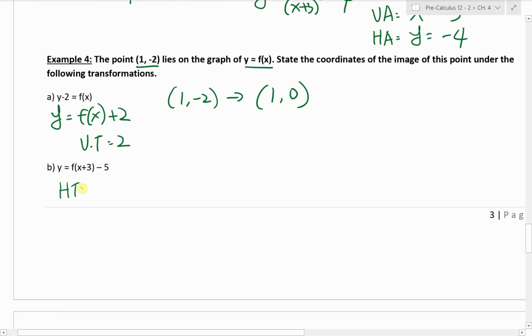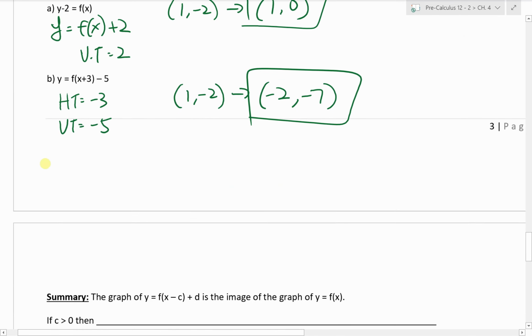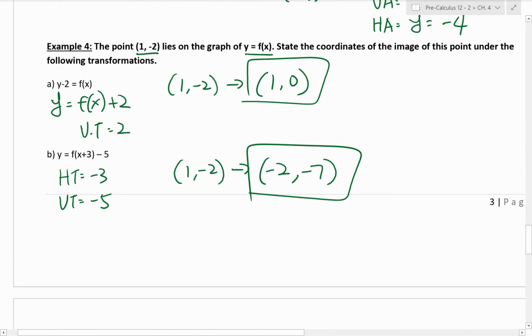This is a horizontal translation of 3 units left and a vertical translation of 5 units down. Therefore, (1, negative 2). So what we need to do is minus 3 for the x value. So 1 minus 3 is negative 2. And minus 5 for the y value. So negative 2 minus 5 is negative 7. And there are my answers. There's no practice question for you for this one, but hopefully that makes sense though, okay?